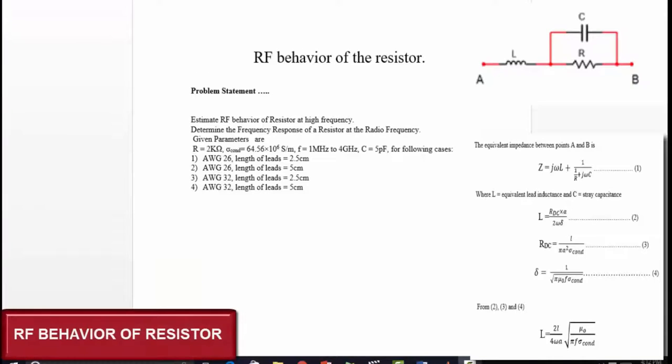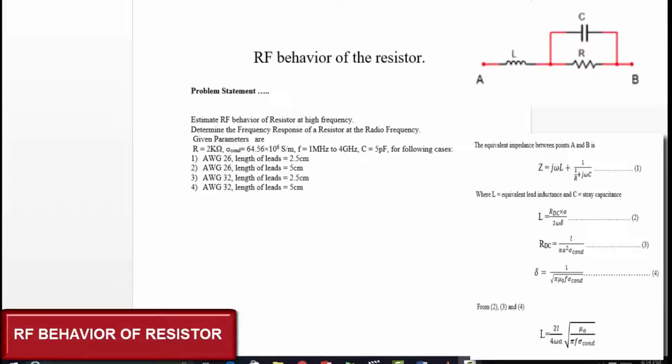From the diagram, we can write the impedance formula, which will be like this. Impedance of inductor is j omega L, and that of capacitor is 1 by j omega C. Here, capacitor and the resistor are connected in parallel. At high frequency, omega L by RDC is always A by 2 delta. Therefore, this is what the value of L is. There's a formula for RDC. This is the final formula of L.